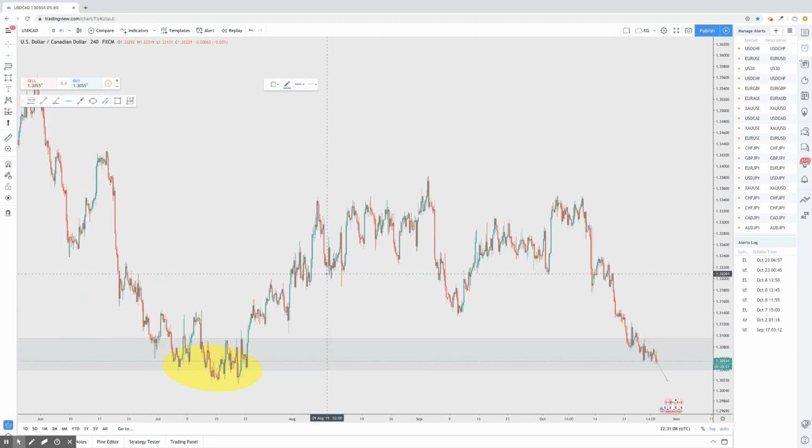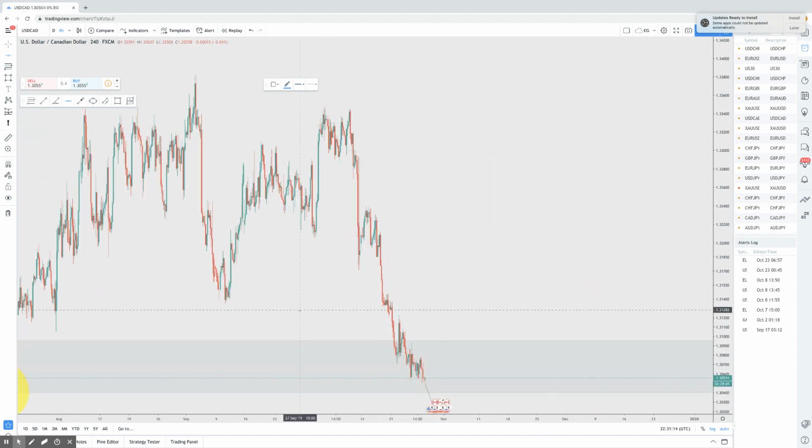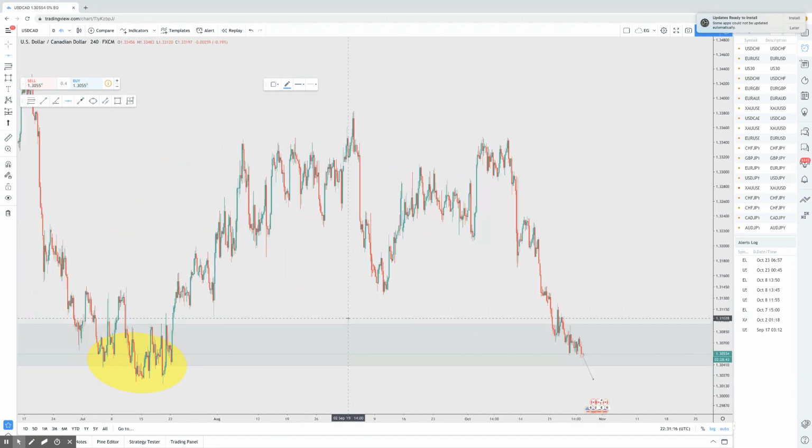We may see some consolidation here at the zone. That would not be uncommon either. You can see that happened here before we got a push up out of it. So definitely mark that area. This is something that I'm looking at that I wanted to point out to you guys. Sorry about that.